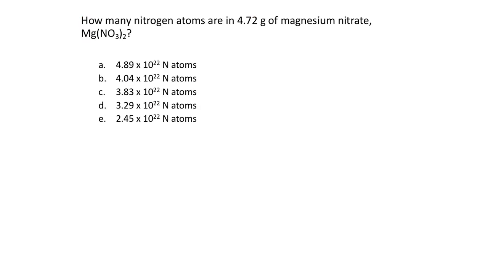Okay, so let's look at this question here. Let me throw this to you guys too. How many nitrogen atoms in total are present within a sample of 4.72 grams of magnesium nitrate?